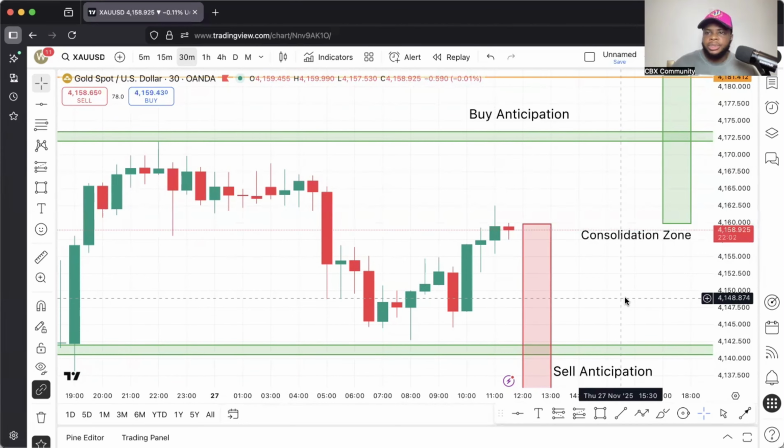Then the moment we are able to identify a structure, we can decide to take a position. But meanwhile, if you guys have any questions, send your message in the chat box and I will get back to you guys.